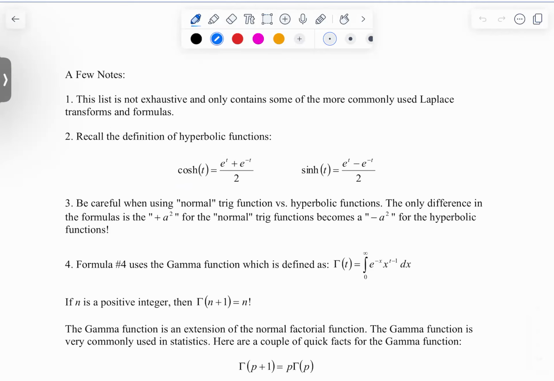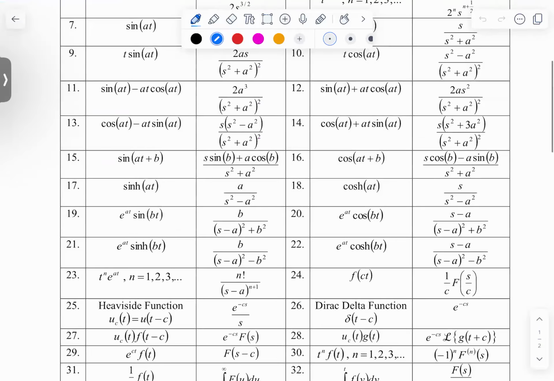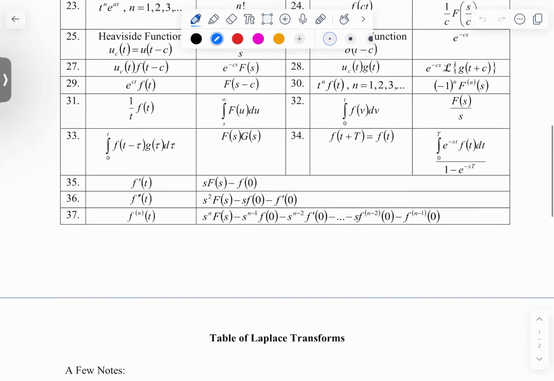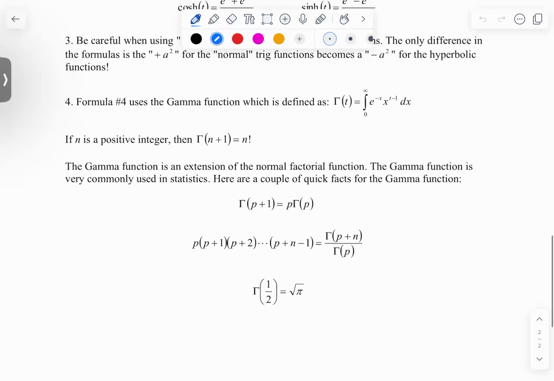Just to recall, for hyperbolic functions, remember the actual definition: it's the sum and difference, catenaries, of exponentials. And so the hyperbolics are very, very similar. So watch out when we go between inverse Laplace transforms and Laplace transforms. Watch out that it's literally just a sign difference in the functions. So cosh and cosine, notice the exact same equations. This is the only difference. And then just some other notes.